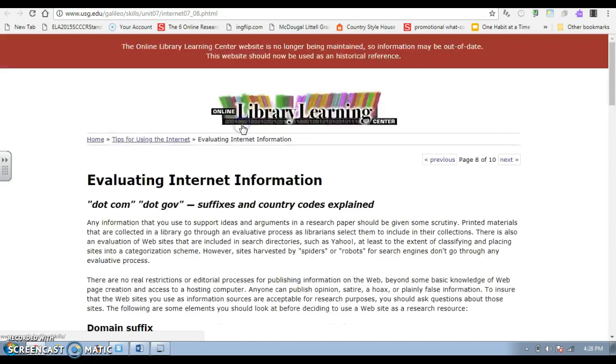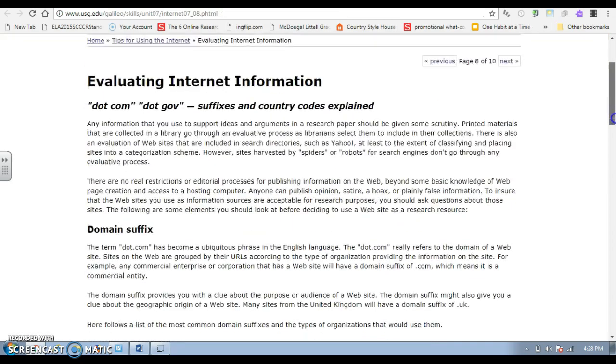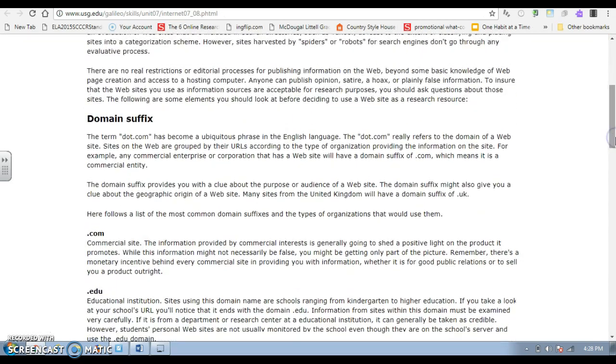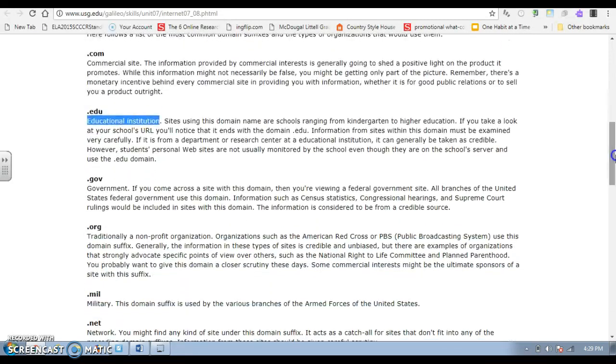So we're going to go ahead and click on this link, and we're going to write down what these domains mean. And then you're going to read a little bit in just a moment to decide whether or not it is reliable. You're going to see that the .com stands for commercial site, so you can go ahead and write that down. Pause the video if you need. .edu stands for educational. .gov refers to government. Basically this just means something in reference to our federal government, something that's been published.